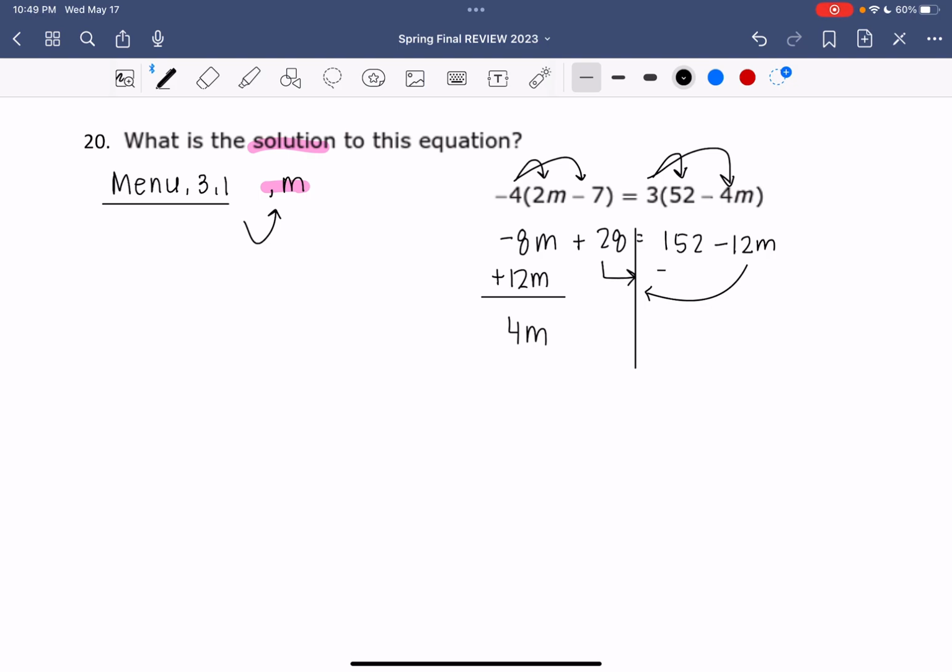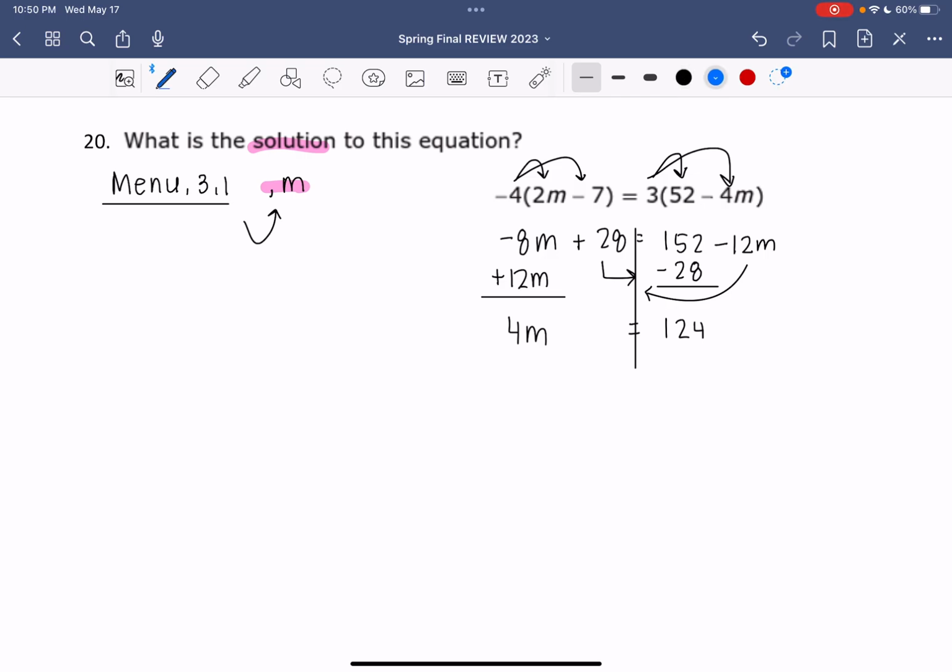So I'm going to subtract 28 from 152 because it is positive on the left-hand side. So when I move it across the railroad tracks, it does the opposite, the inverse. So I'm going to subtract it. So 152 minus 28 is 124. All right, so now I'm left with 4m equals 24.